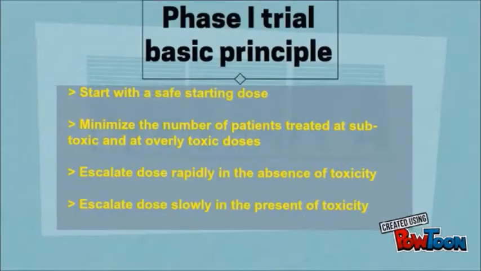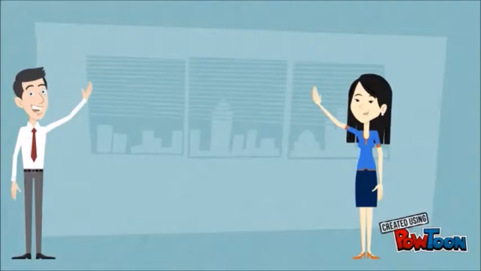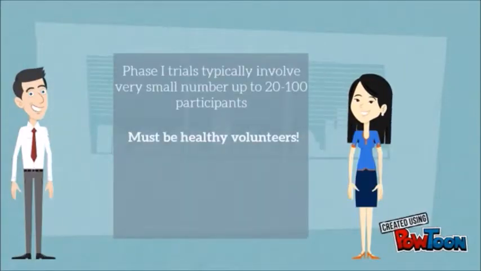So what are the basic principles of clinical trial phase 1? First, we start off with a safe starting dose, minimize the number of patients treated with any toxic doses, escalate dose rapidly in the absence of toxicity, and escalate dose slowly in the presence of toxicity. Well, phase 1 trials typically involve a very small population, 20 to 100 participants, and they must be healthy volunteers.